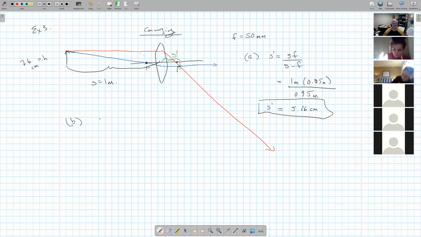Part B, we now want to know what H prime is. Well, again, from two problems ago, we know H prime is equal to M times H, which is also equal to negative S prime divided by S times H. So this is going to be equal to negative 5.26 divided by S, which is 1 meter, so that's 100 centimeters, times H. This works out to be about negative 0.4 centimeters. Okay, so this is then H prime.